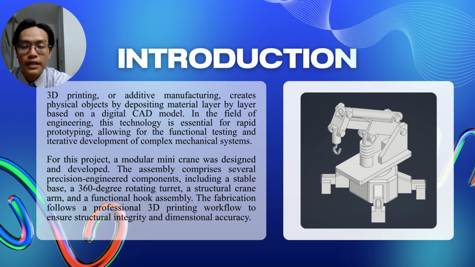In the field of engineering, this technology is very important. This is because it allows engineers to produce their prototypes in a much shorter time. Instead of waiting for parts to be manufactured using conventional methods, we can print them directly and test them almost immediately. Besides that, 3D printing also supports functional testing where we can check whether a design actually works as intended. If there are any issues, we can easily modify the design and print it again. This process is what we call iterative development, and it helps improve the overall quality of the product.